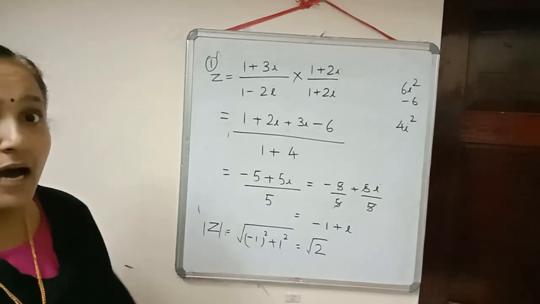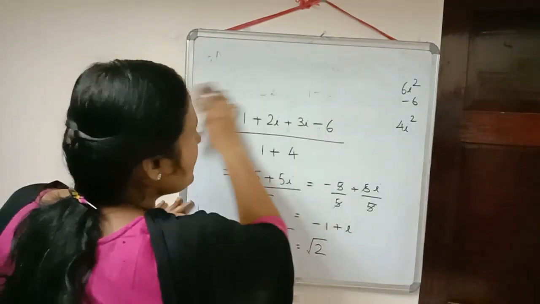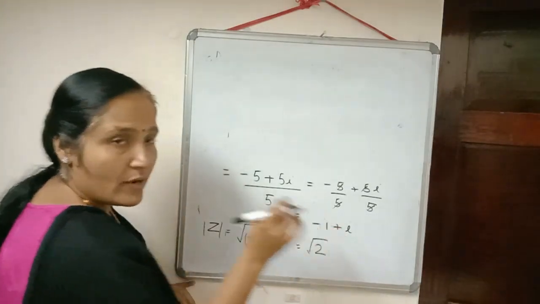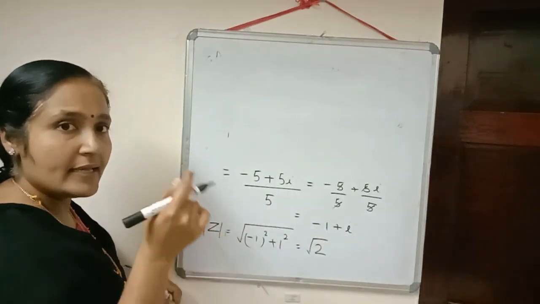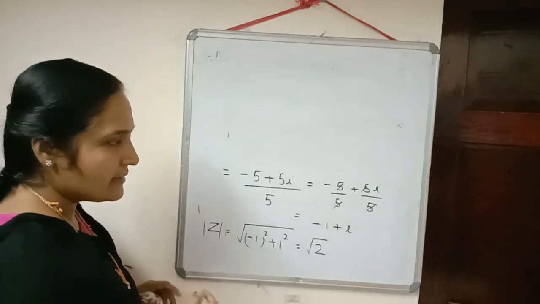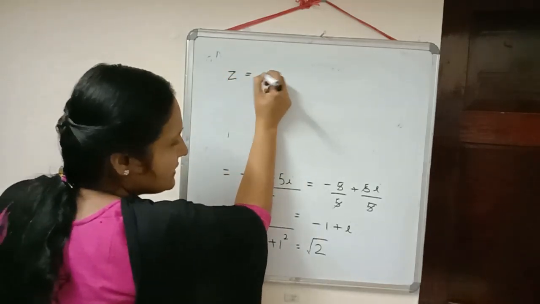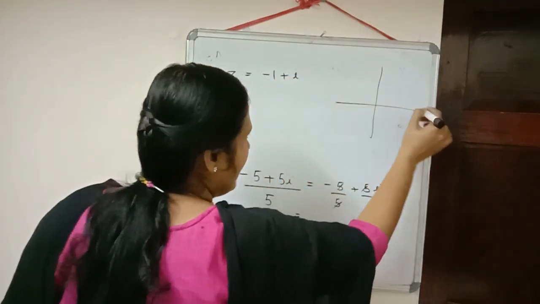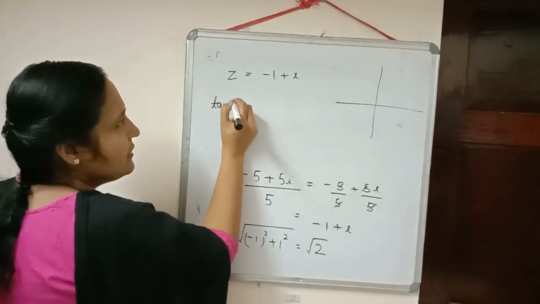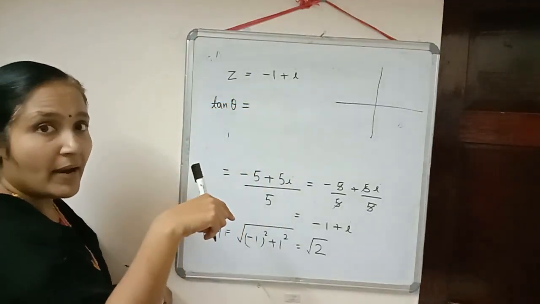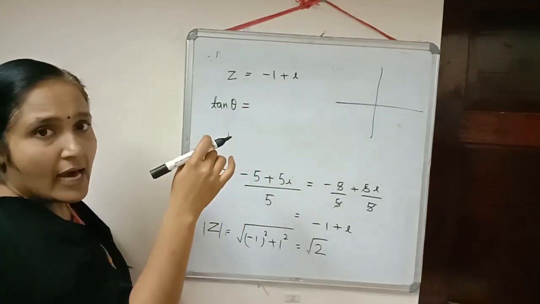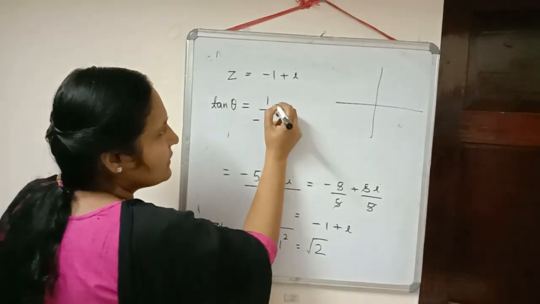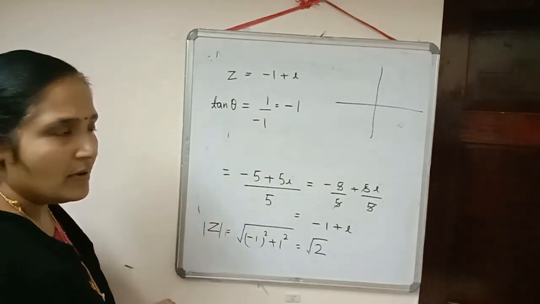Now we will check what is the argument of this. Argument means we have to find out that particular angle: first in which quadrant the point is, and what is the angle made by it. So our complex number is z is equal to minus 1 plus i. First we can calculate tan theta. According to the formula, tan theta is y by x, imaginary part by real part. So our imaginary part coefficient is 1 by minus 1. So we will get tan theta is equal to minus 1.